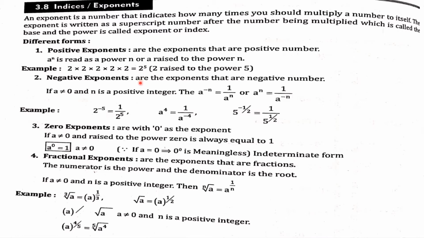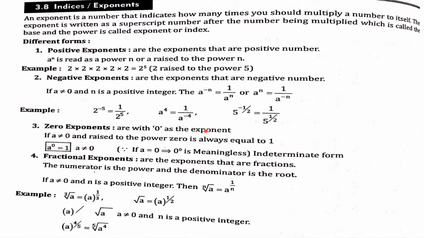The second one, negative exponent. In negative exponent you have a rule: a should not be equal to 0 and n should be a positive integer. If a to the power of minus n is there, this can be written as 1 divided by a to the power of n, where in the denominator n becomes positive. In the same way, a to the power of n is equal to 1 divided by a to the power of minus n, so here in the denominator the positive becomes negative.